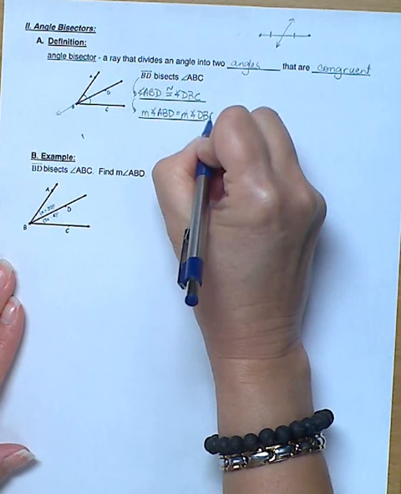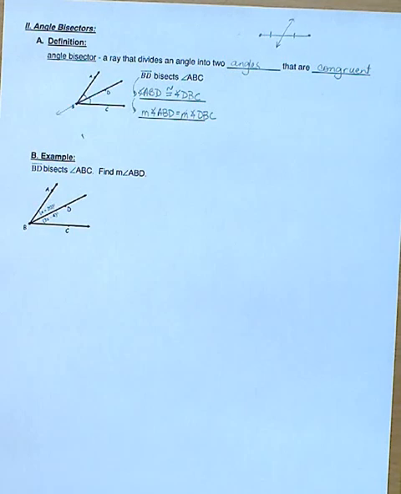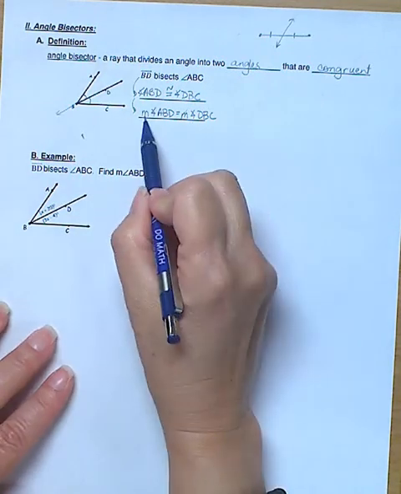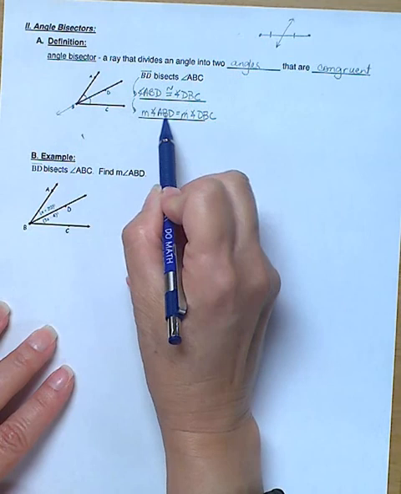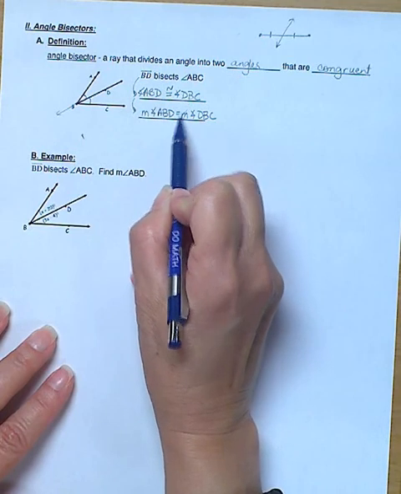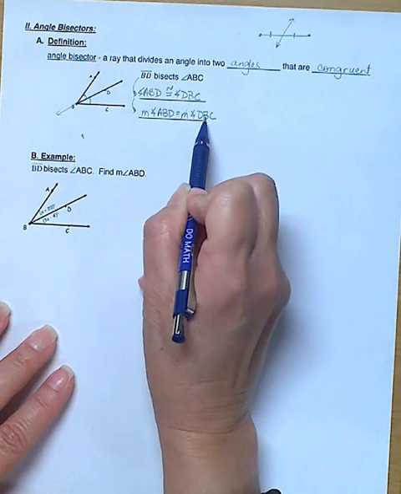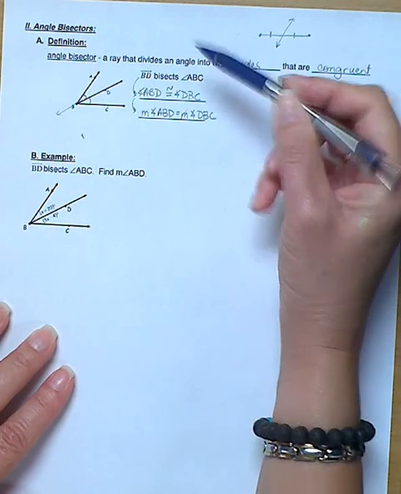Segment, we remove the symbol to mean measure. Everything else we learn about measure is going to be indicated by adding the M. So the measure of angle ABD is equal to the measure of angle DBC. So if you see the word bisector, you know all of these other things.